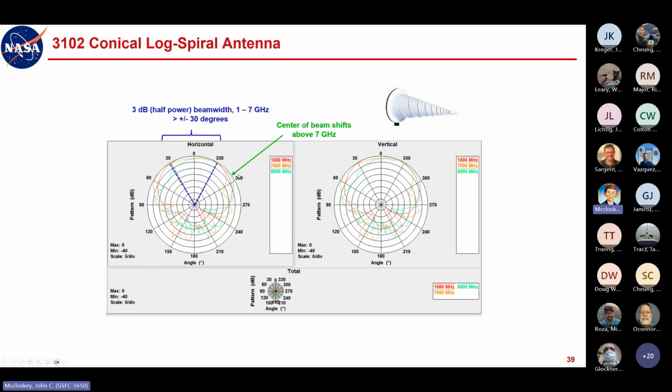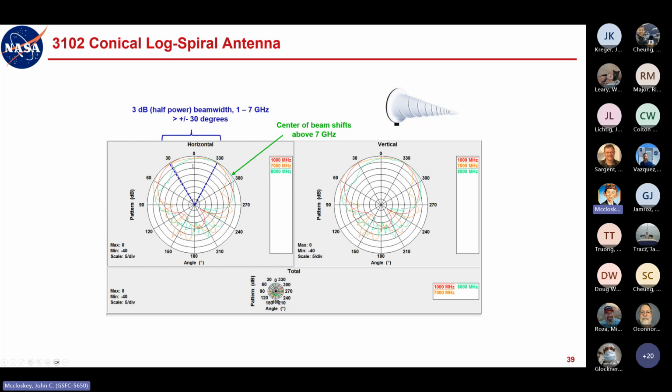Now, there's one other thing that I think does make people a little uncomfortable about these. The center of the beam, at least on this higher frequency log spiral, does shift a little bit above 7 gigahertz. There are different lines here for different frequencies. So the red one is 1 gigahertz, orange is 7 gigahertz, and the green one is 8. So you can kind of see that the peak gain is a little bit off axis, kind of significantly off axis at 8 gigahertz, and even at 7 gigahertz, it's moving a little off axis. That makes some people a little uneasy about these log spirals.